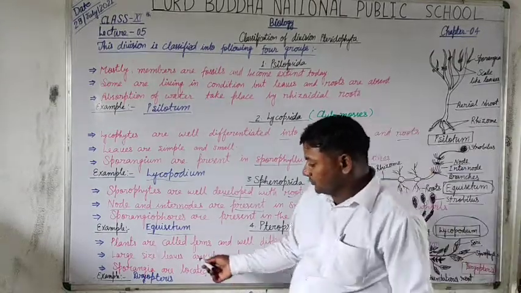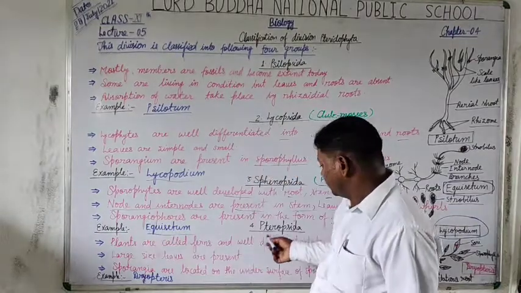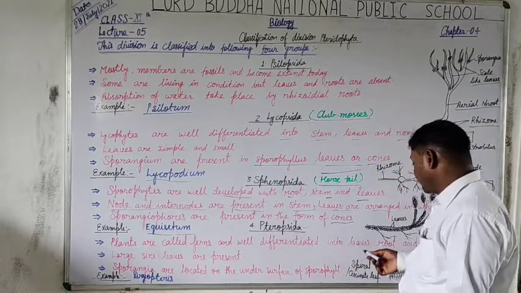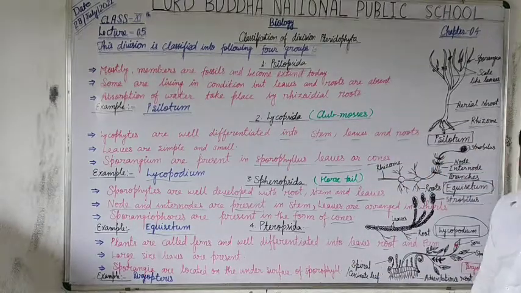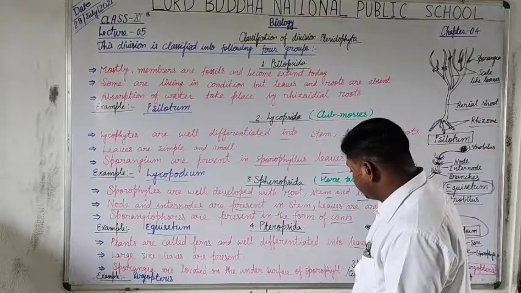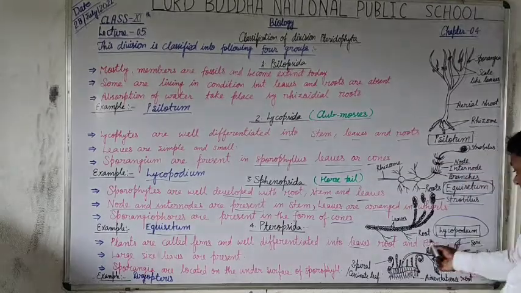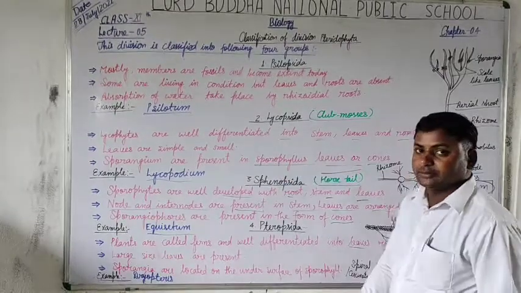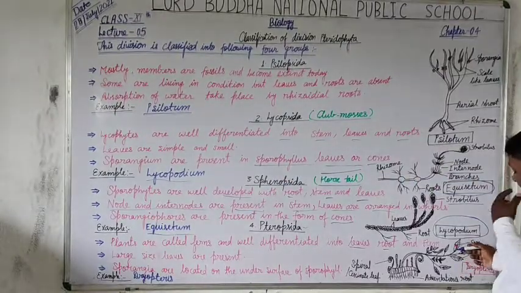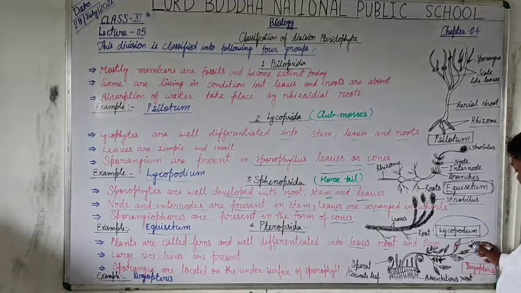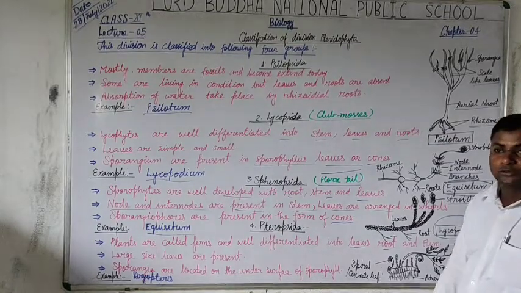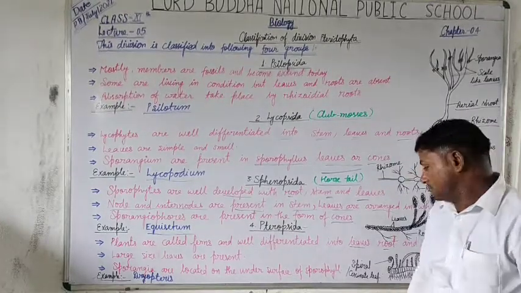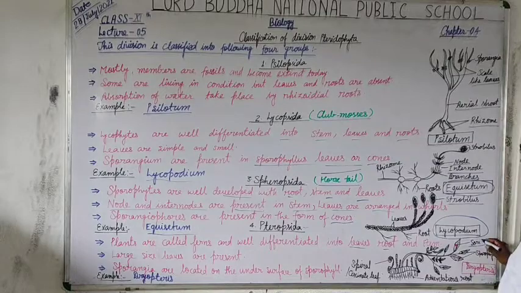So the main characteristics of the group Pteridopsida: plants are called ferns and are well differentiated into leaf, root and stem. As clearly visualized in this diagram, large size leaves are present. As I told you, the large size leaves bear the sporangiophores, and they are also called sporophyllous leaves. And this structure is called sori.